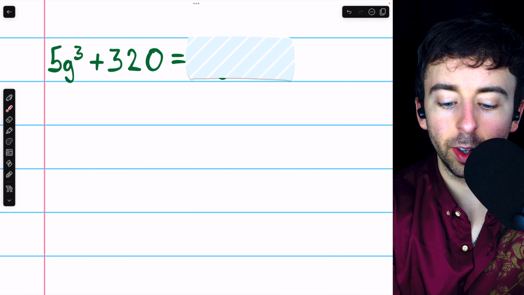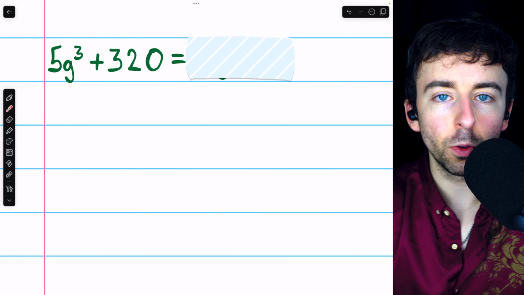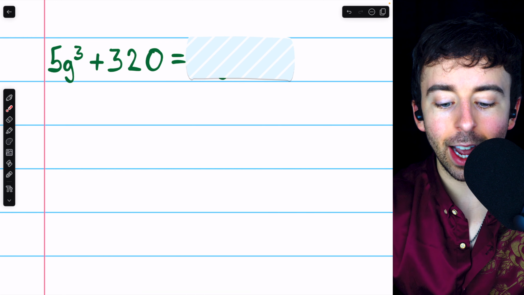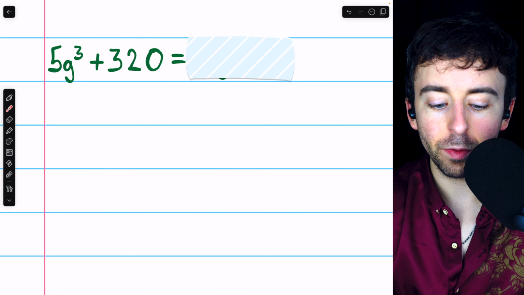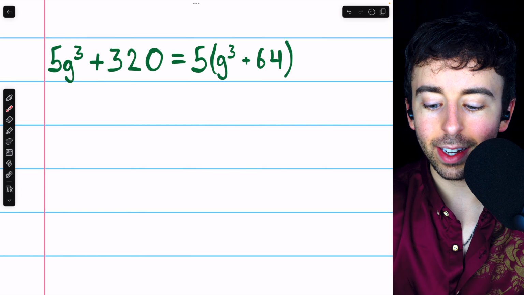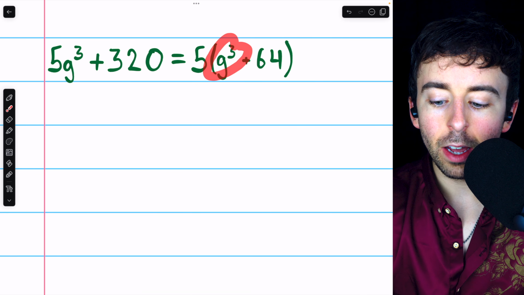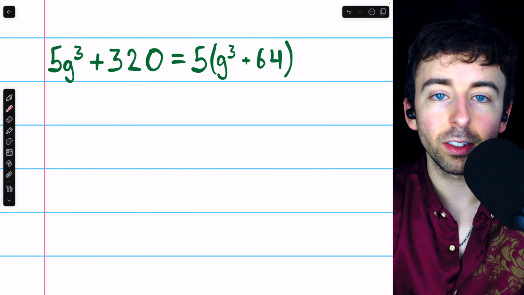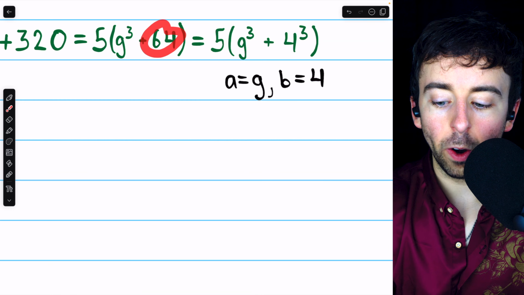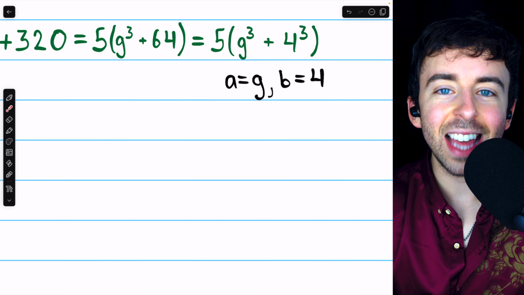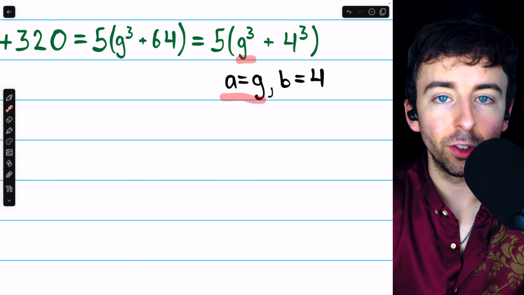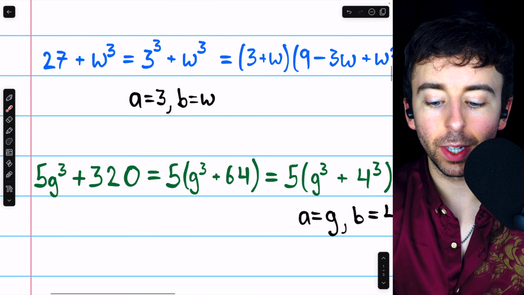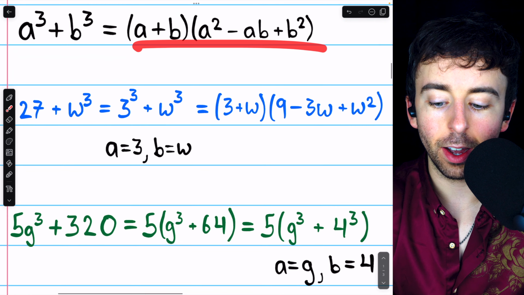Then again, we'll do a messier example, 5g cubed plus 320. 5 isn't a cube and 320 isn't a cube, so you may recognize we've got to pull out a factor of 5 from both terms. Doing that, we get 5 times g cubed plus 64. Now this is a sum of cubes, and if we recognize that, we can start to use the factorization. 64 is the same as 4 cubed, so we see that a, the first thing being cubed, is g. b, the second thing being cubed, is 4. Now we can apply the factorization, a plus b times, etc.